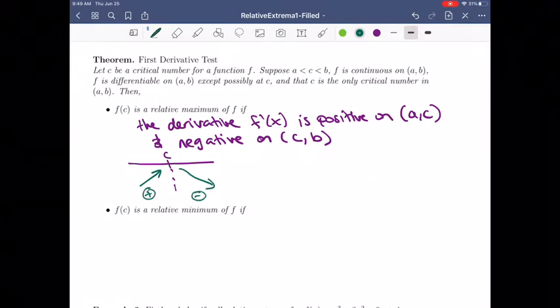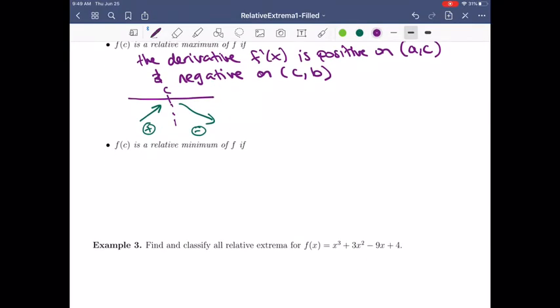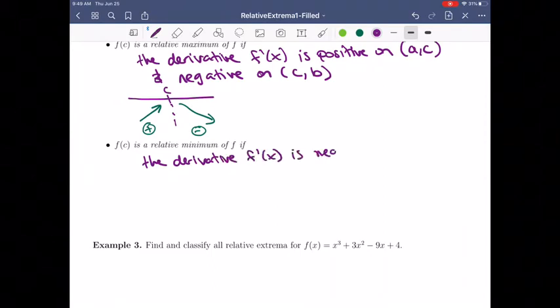Okay, and then you can see, this is why I do the arrows, you can see that you're getting a peak there. So that's why we get a maximum. It would say it's a relative minimum if the opposite happens. So the derivative f prime of x is negative on a to c and positive on c to b.